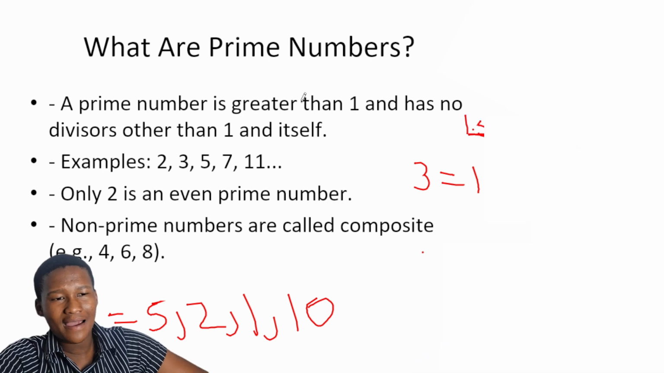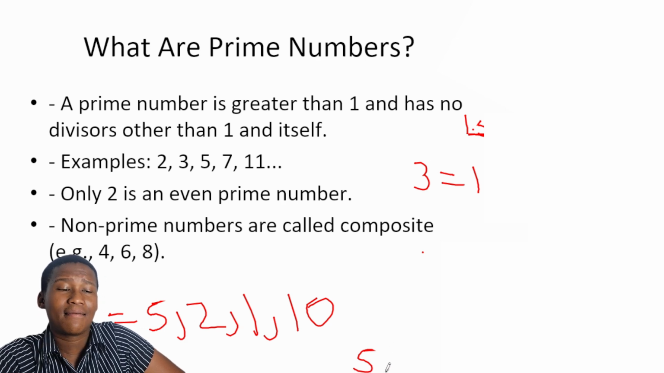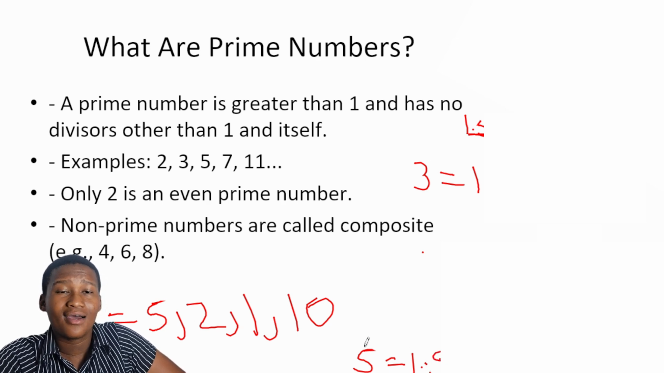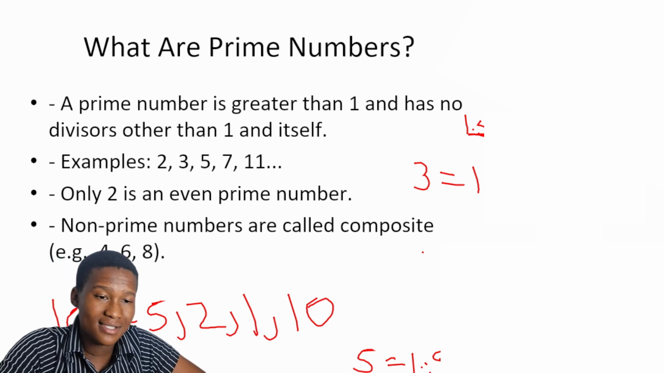5 also qualifies to be a prime number. Let's check it. 5, what can divide into 5 without leaving a remainder? It's only 1 and 5, making 5 qualify to be a prime number. And 7, 11, all those numbers, there are a lot of prime numbers.